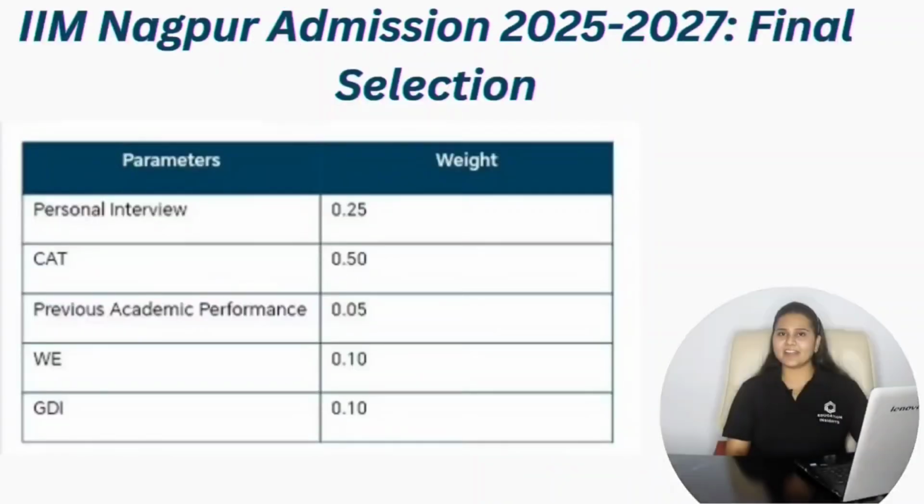Now if we consider the final selection criteria with the Indian Institute of Management, Nagpur, then 25% weightage is given to your personal interview, 50% weightage is given to the CAT score, 5% weightage is given to previous academic performance, 10% weightage is given to work experience, and 10% weightage is given to the group discussion.